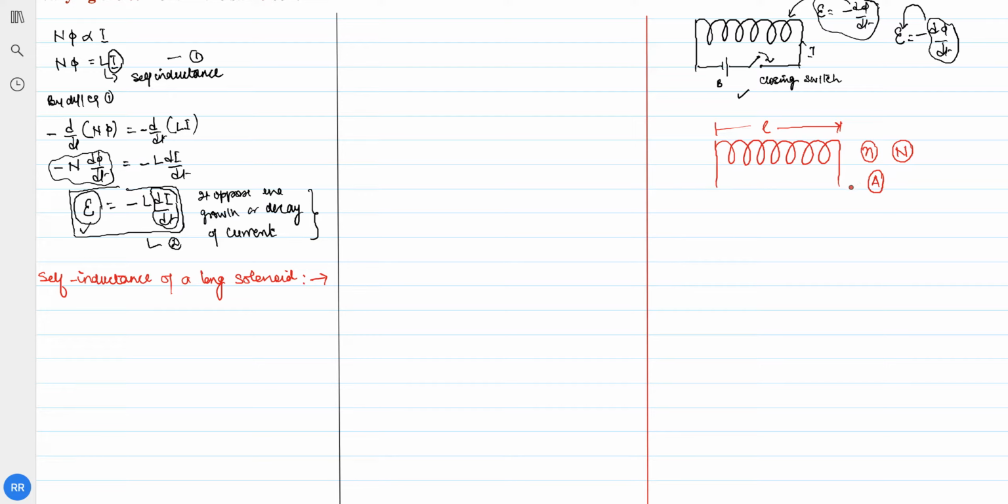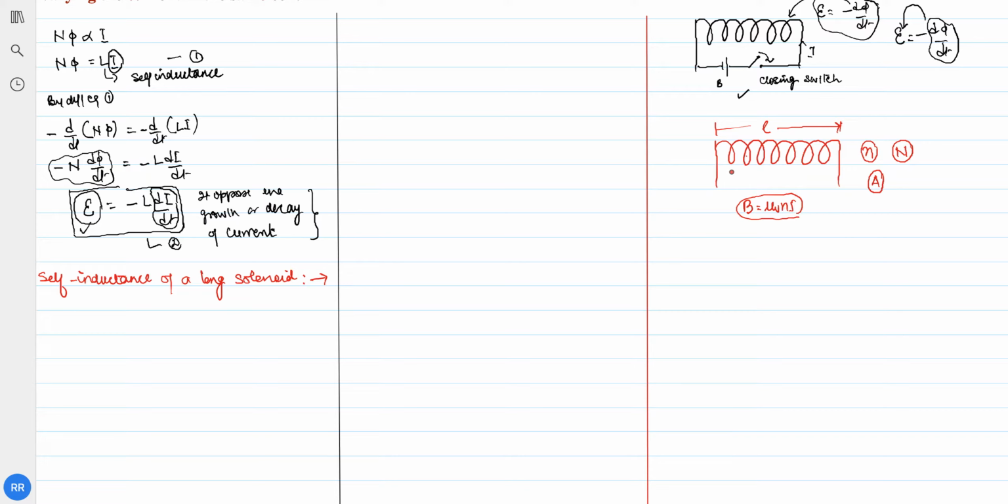then magnetic field inside the solenoid is, as you've done so many times, B is equal to mu naught n I. So this is everything you have discussed and studied.